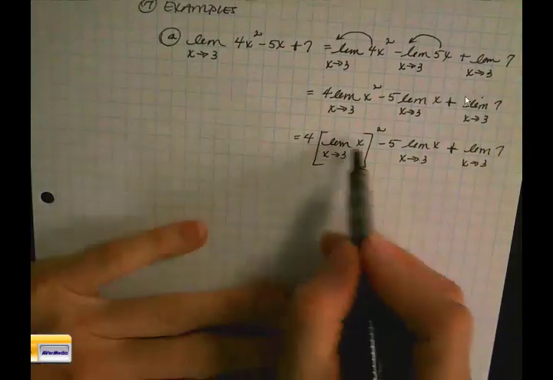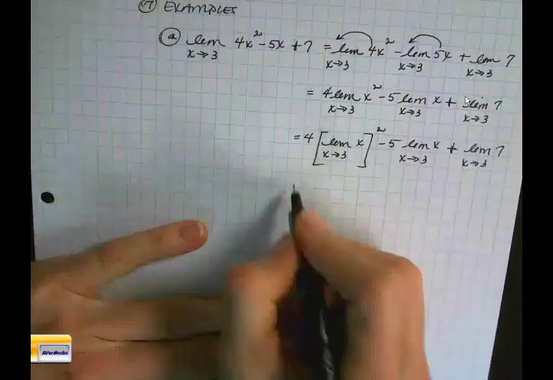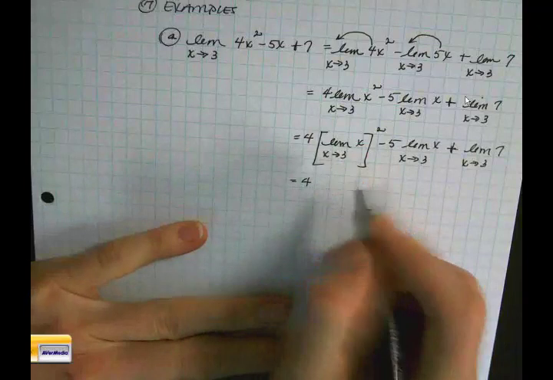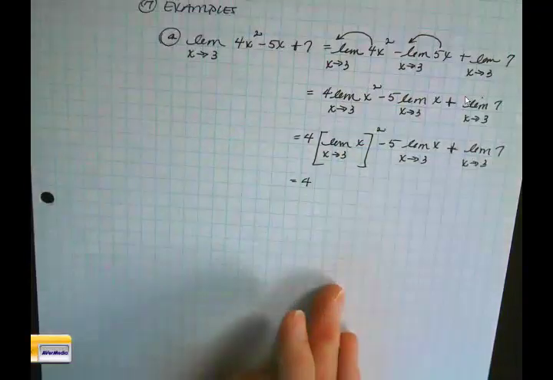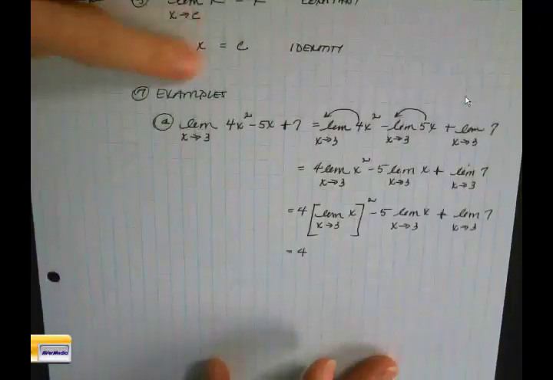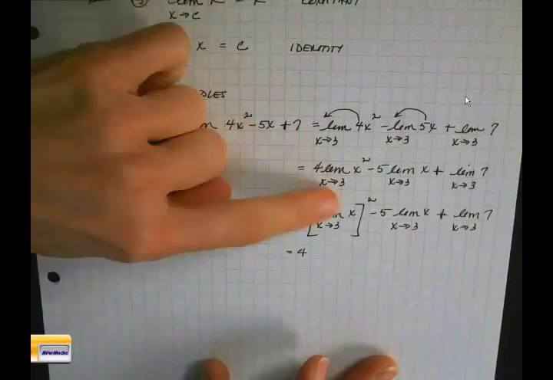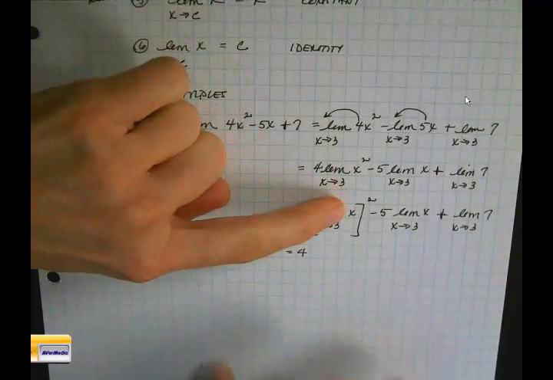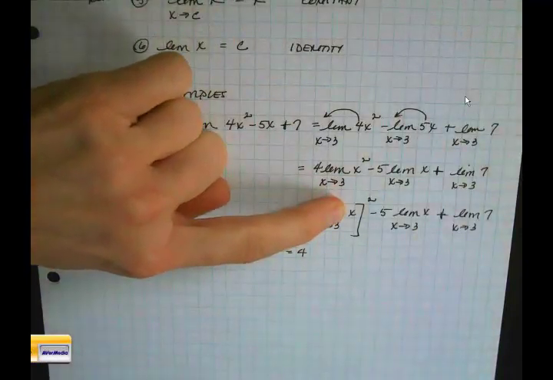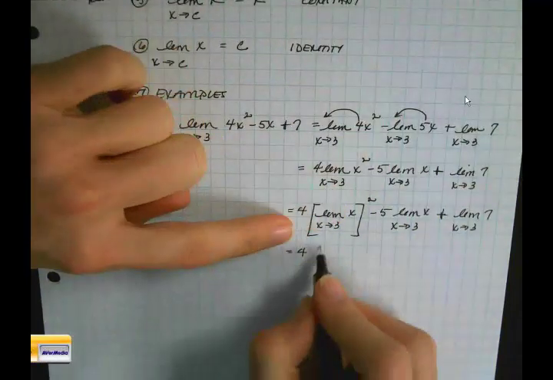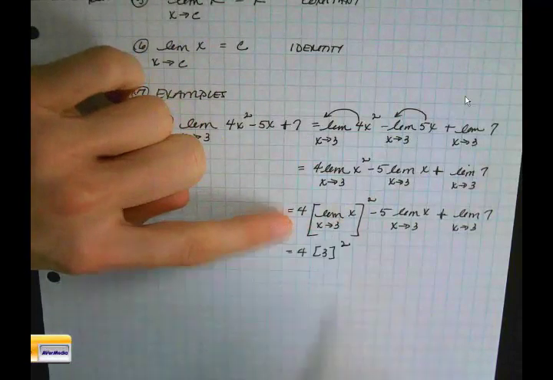Okay. So now, let's look inside this little square bracketed area. What is the limit of x as x is approaching 3? This is the identity function right here, right? The limit as x is approaching the constant is the constant itself. So visualize the identity function where every point is 1, 1, 2, 2, 3, 3, 4, 4. So this one equals 3.